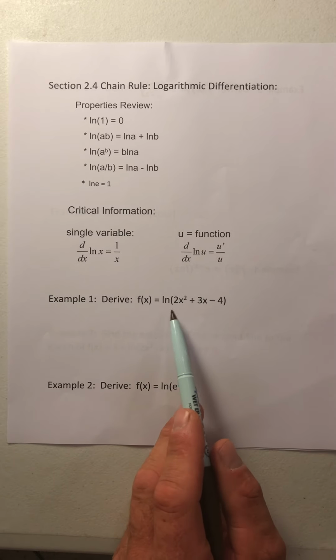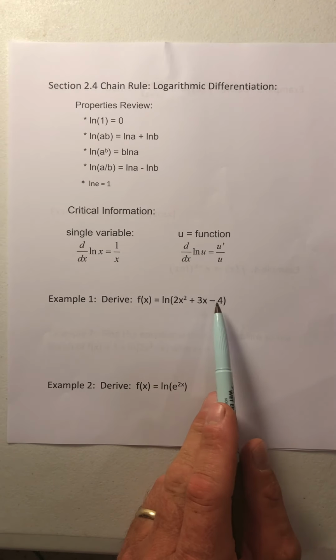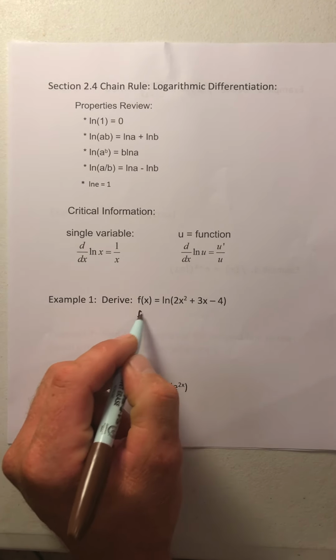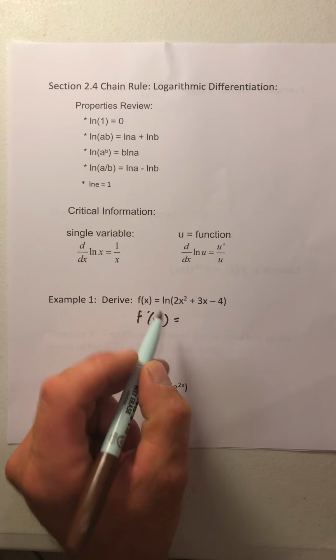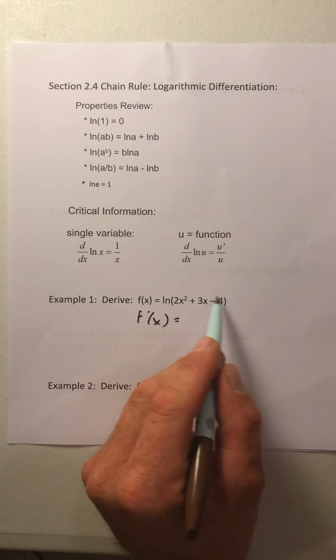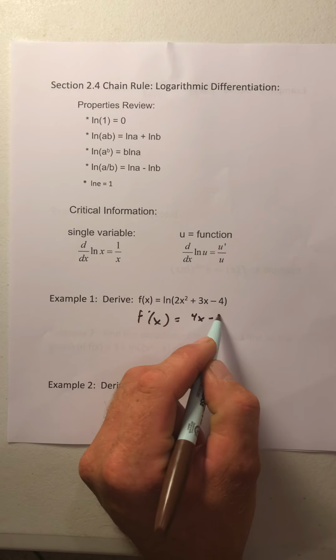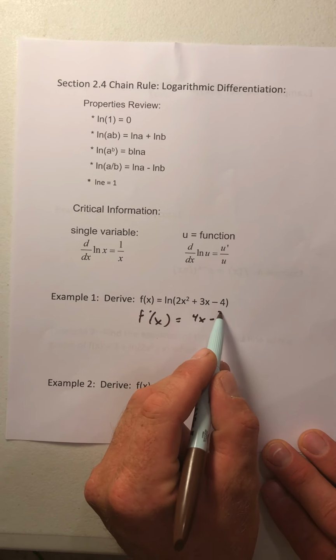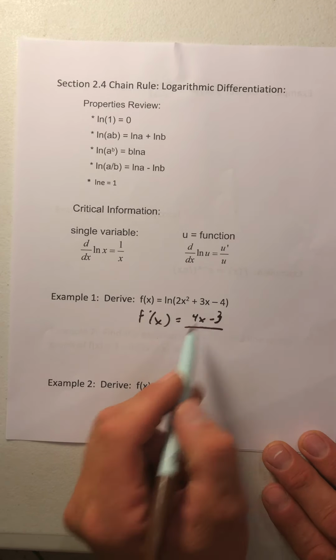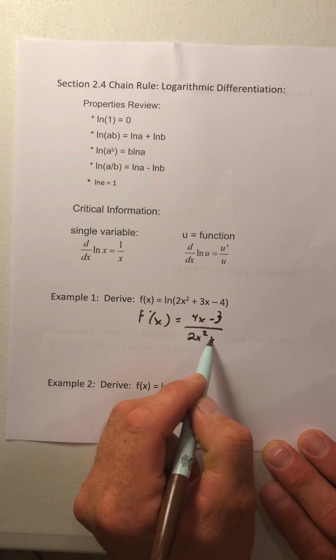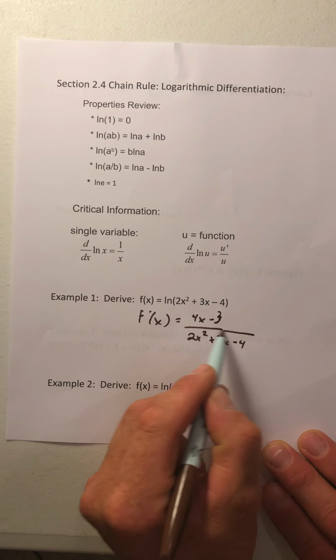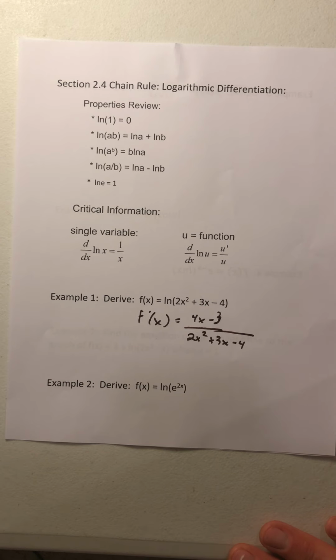So what do we got here? Derivative, f of x equals the natural log of 2x squared plus 3x minus 4. So if we have the natural log of a function, we're going to take the derivative of that function, 4x minus 3, that's a bad looking 3 today, divided by the original function, 2x squared plus 3x minus 4. And that gives us our answer. So that's the derivative of the natural log of 2x squared plus 3x minus 4.